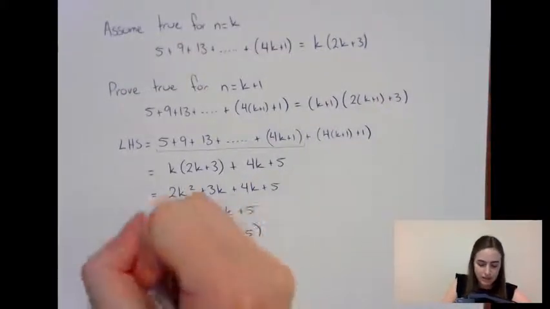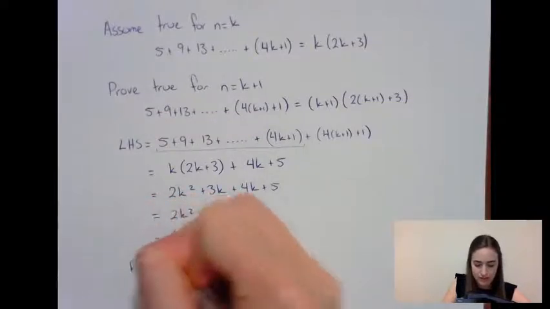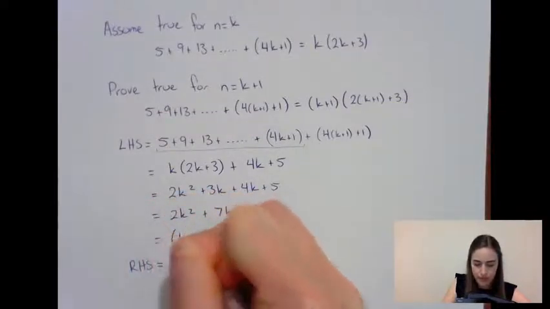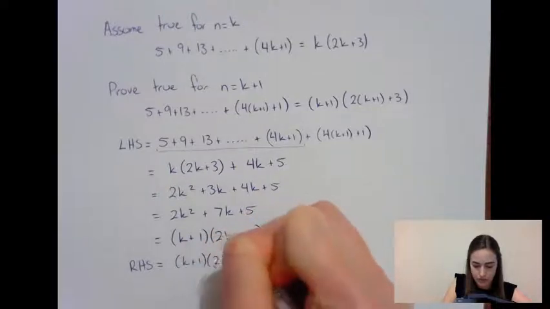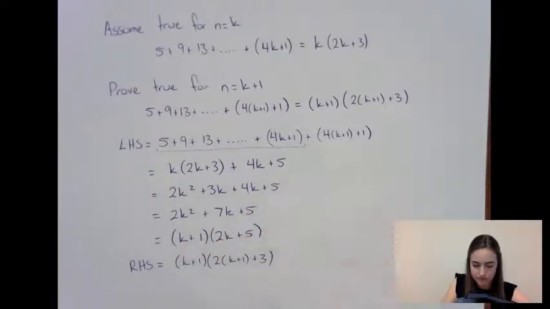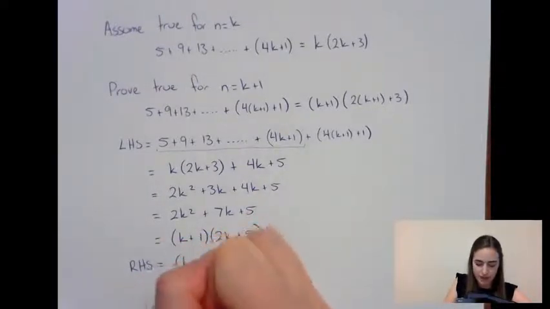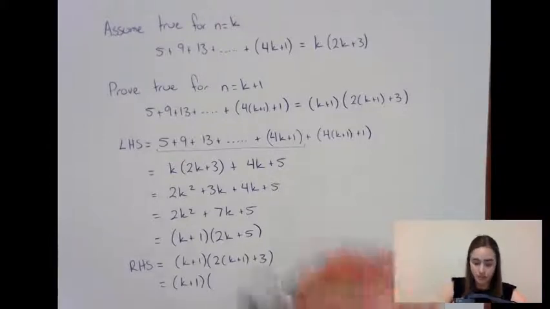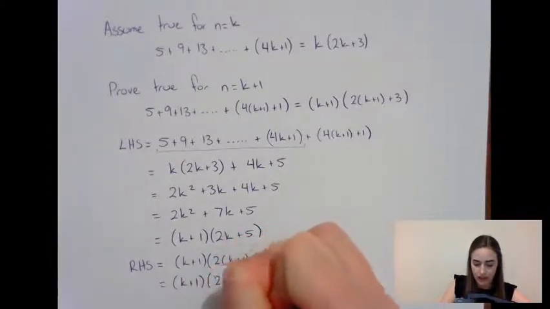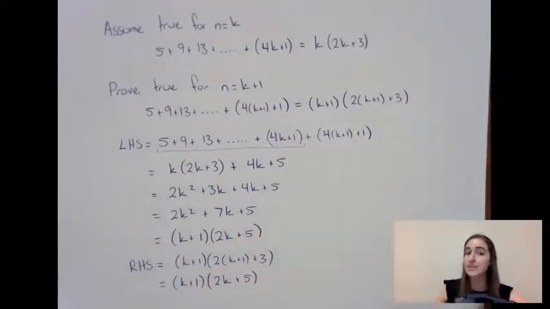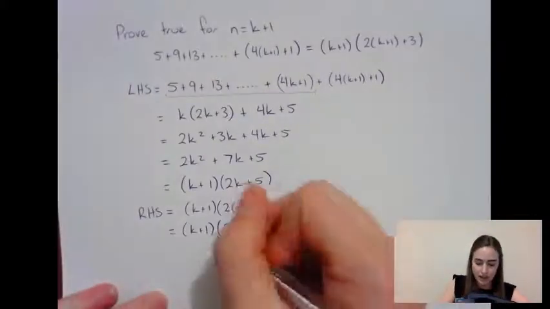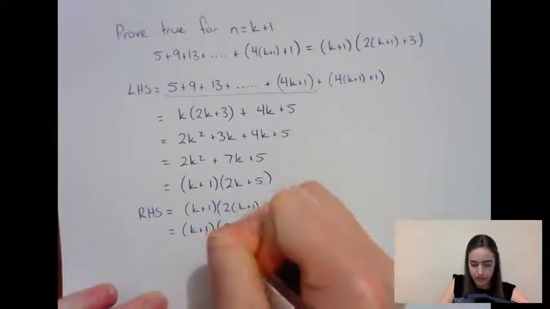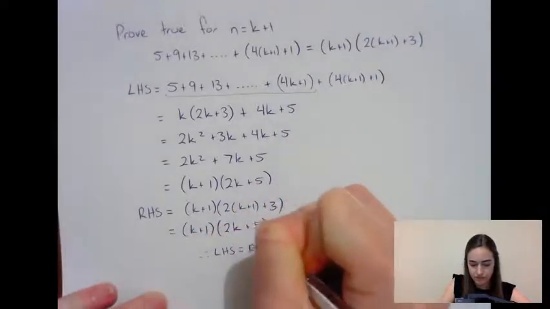So I'm going to leave my left-hand side. I'm going to go to my right-hand side, which we know is (k plus 1)(2(k plus 1) plus 3). If I simplify that, my first bracket's just going to stay the same. But if I expand out that second bracket, I'm going to get 2k plus 2 plus 3. So I'll get 2k plus 5. Which is exactly what my left-hand side simplified down to. So that means I'm going to have, therefore, left-hand side equals right-hand side.